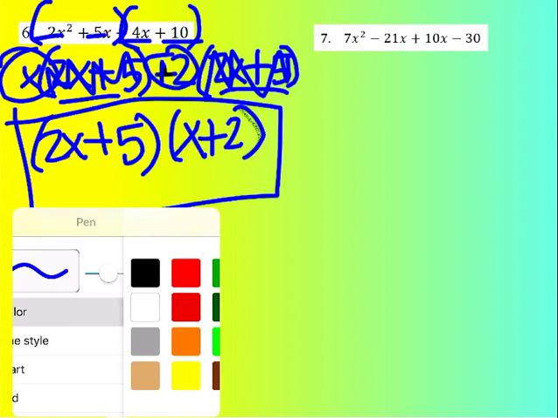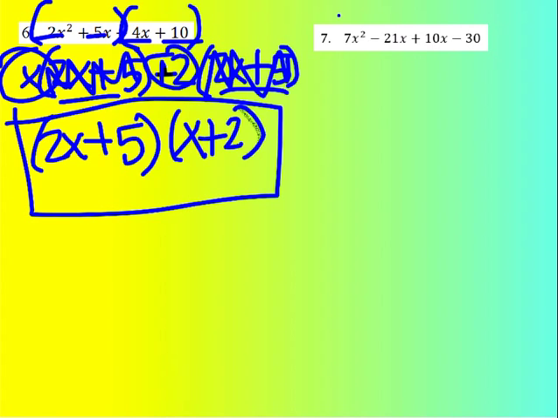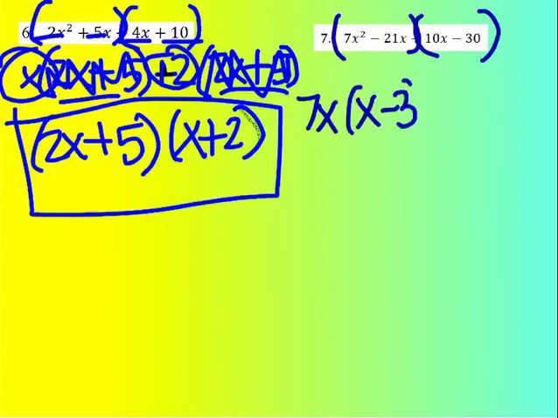So let's take a look at number 7. So for number 7, we're going to create our two parentheses. Between 7 and 21, I can take out a 7. Between x squared and x, I can take out an x. So I'm dividing everything by 7x. So then I get x minus 3. Between 10 and 30, I can take out a 10. And then I get x minus 3.